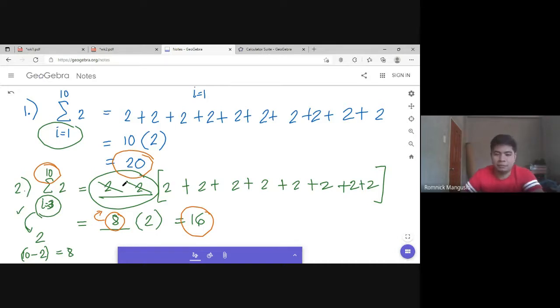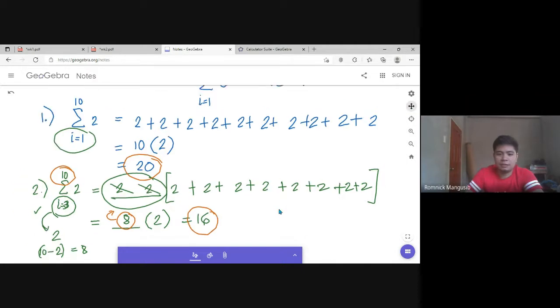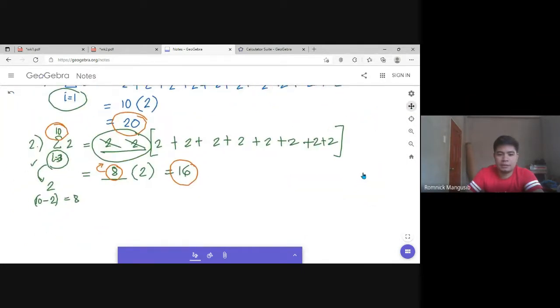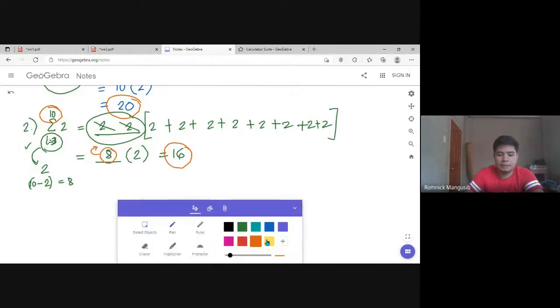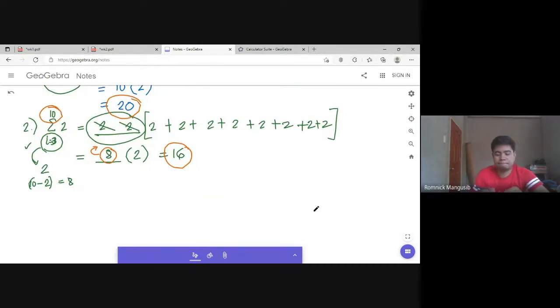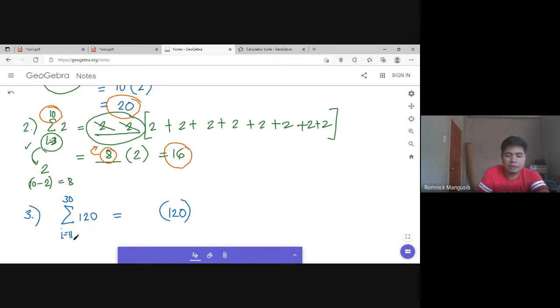So, another example. Let's say, the next example is, what is the summation of 120 when I starts from 11 to 30? Halimbawa, ganyan. That's the problem. So, ibig sabihin, weighting ang 120. Saan mo siya i-multiply? Kung nag-start ka sa 11, then natanggal mo yung 10 sa 30. Tatanggalin mo yung 10 sa 30. And that is 20.